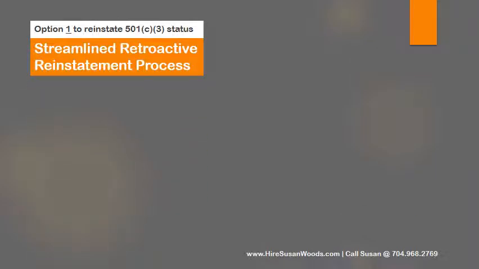Okay, now that you have written the answers to the questions, it's time for us to use those answers to determine whether or not your organization can use option 1 to apply to reinstate 501c3 status. Option 1 is the Streamlined Retroactive Reinstatement Process. We're going to learn now whether or not your nonprofit organization meets the criteria required to use the Streamlined Retroactive Reinstatement Process.